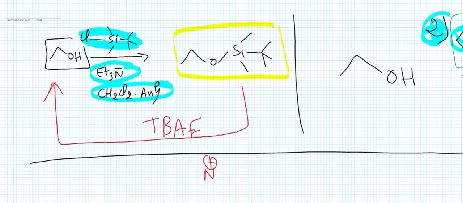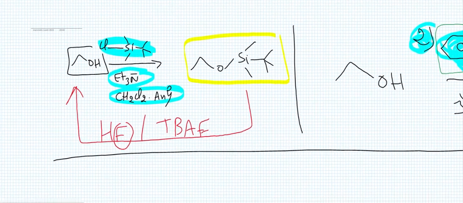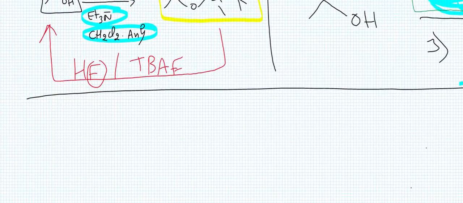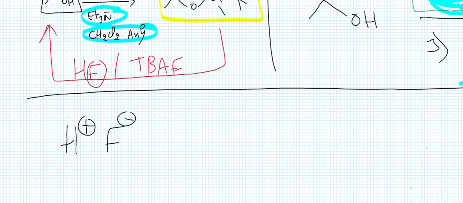So a source of fluorine, fluorine atom, and we can also use HF. Okay, because this atom loves silicon, so it will attack it. It will attack the silicon. So how can we do this? Write the mechanism. We're just going to use H plus F minus.